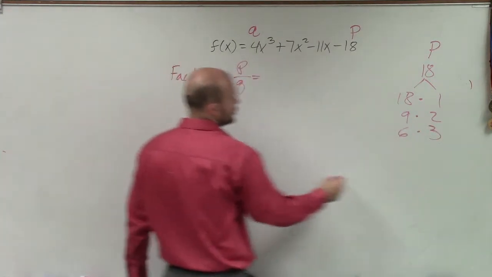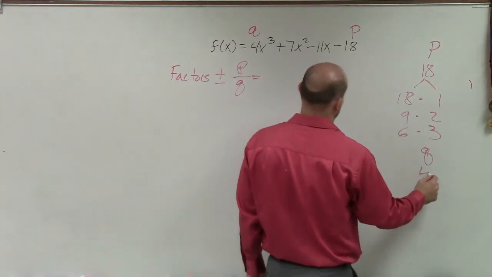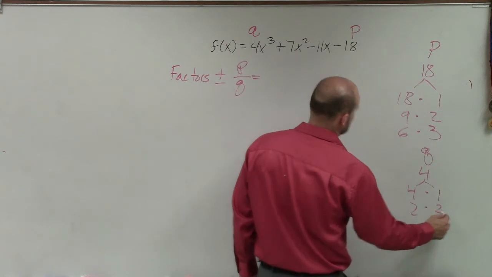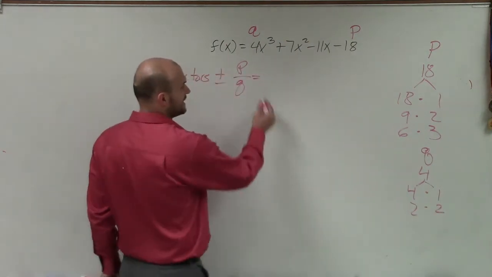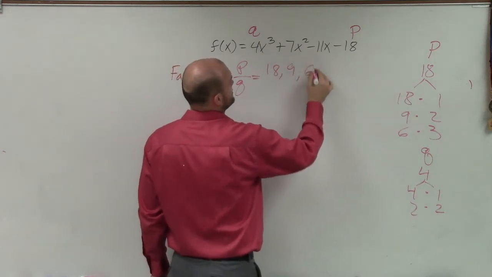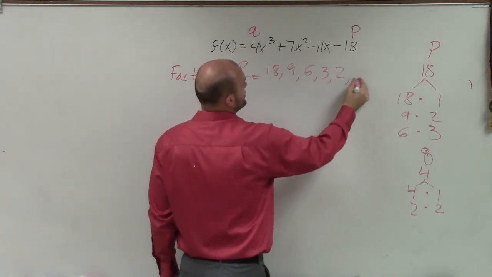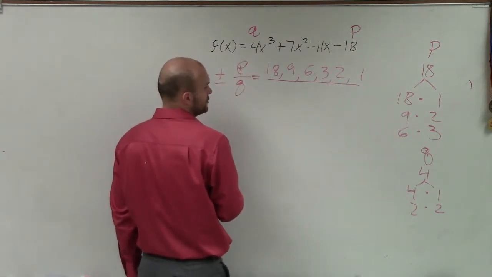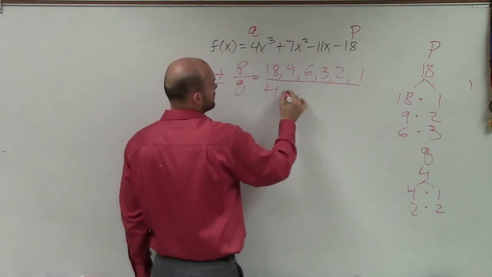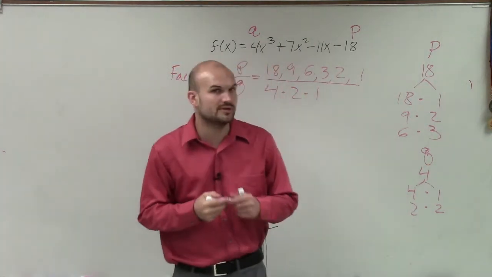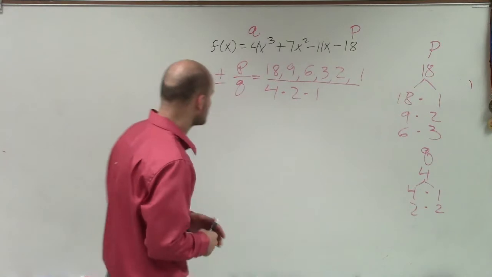Then we go and look at Q. We see the factors of Q are going to be 4, which are 4 times 1 and 2 times 2. So all the factors of P are going to be 18, 9, 6, 3, 2, 1. And all the factors of Q, I'm sorry, will be 4, 2, and 1. Now, I know there's two factors of 2, but you don't need to include them twice. You only need to do it once.